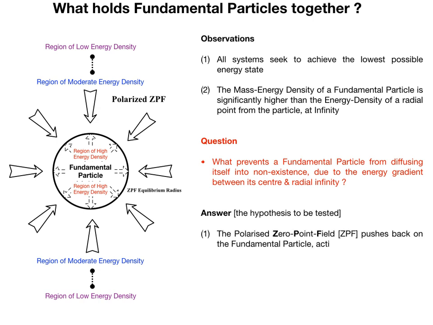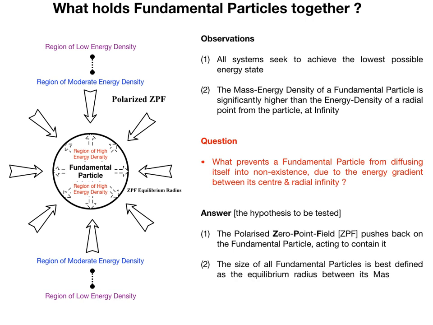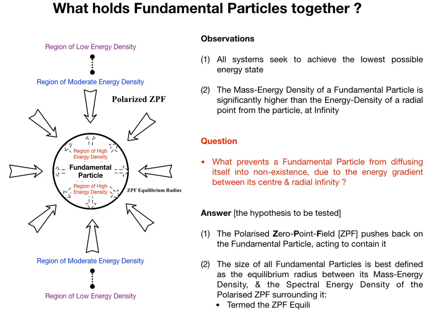So, what prevents a fundamental particle from diffusing itself into non-existence due to the energy gradient between its center and radial infinity? Perhaps the answer to this question is that its mass-energy density is in equilibrium with its spectral energy density. If so, the equilibrium point between these two forms of energy may represent a boundary. A boundary that we can interpret as size. This now becomes a hypothesis we can test.